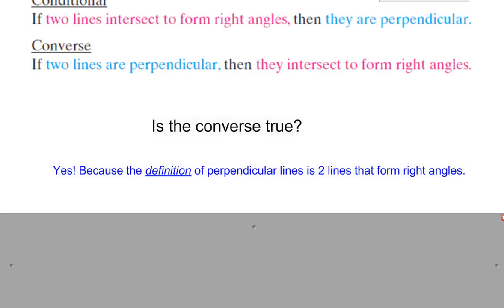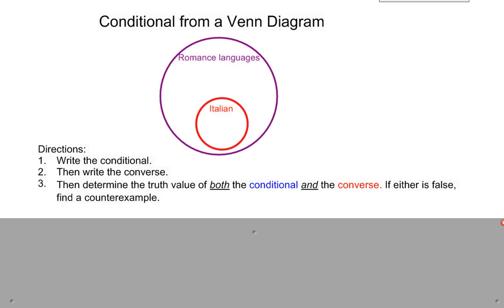Okay, let's take a look at writing the conditional from a Venn diagram. So take down this Venn diagram: Romance languages, and then in Romance languages you have Italian. The directions are: write the conditional based on the Venn diagram, then write the converse of the conditional, and then determine the truth value of both the conditional and the converse. And if either is false, you have to give a counterexample.